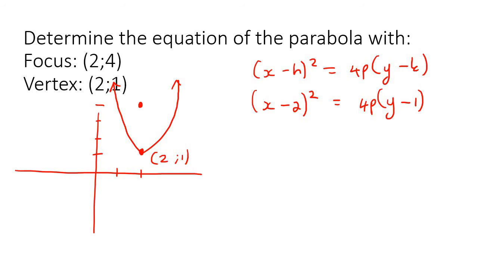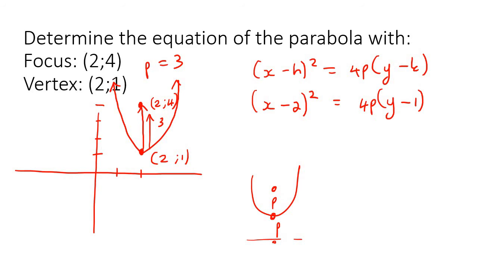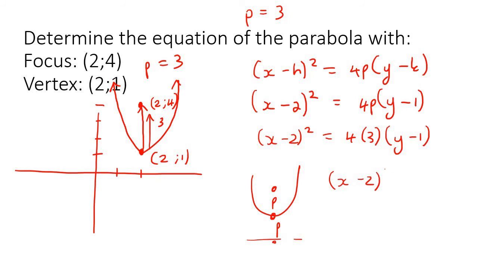Now, we need to look at this vertical distance. So if this coordinate is 2 and 4, then going from 2 and 1 to 2 and 4, that's a vertical length of 3. So p is 3. Because remember, p is the distance from the vertex to the focus or to the directrix. That's p. Okay? So p is 3. So I'm going to put in p is 3, like that. And then y minus 1. Now 4 times 3 is 12. And there we go. That can be our final answer.